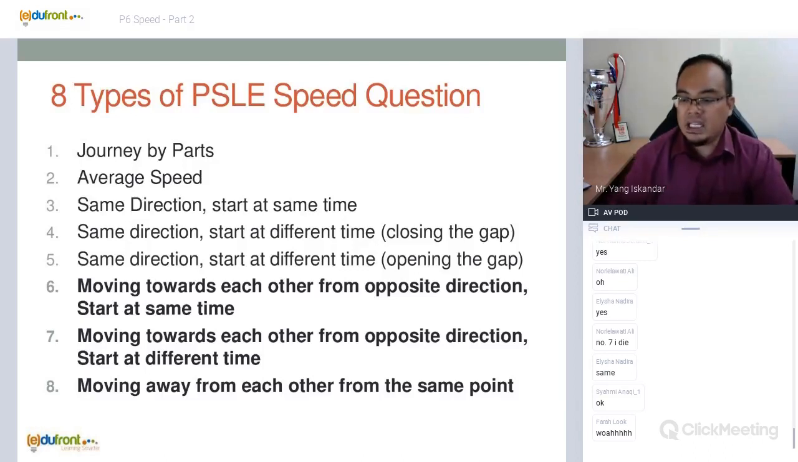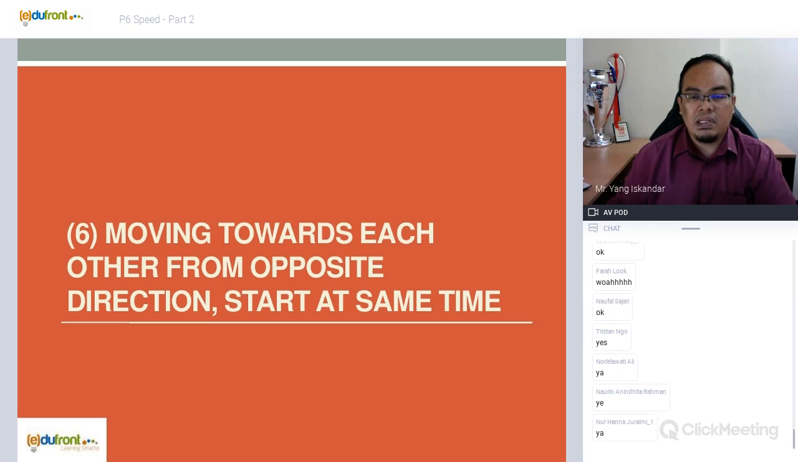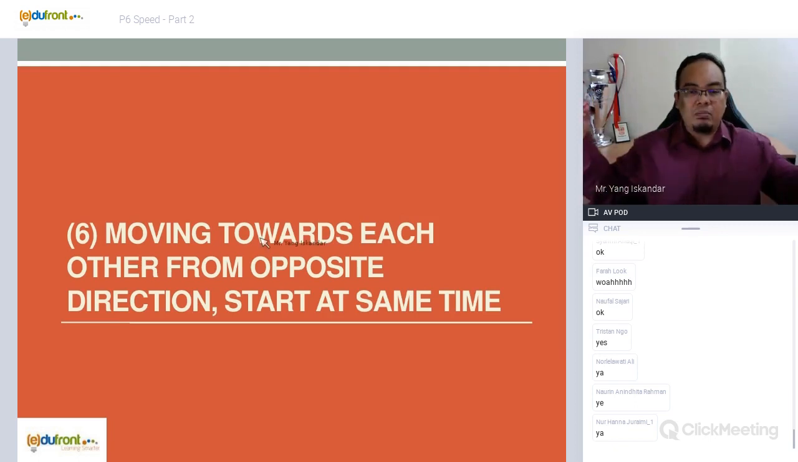Okay, all of you stand by your papers, writing materials and calculators. All okay? Let's take a look at the 6th type of speed question. In the last lesson, we did the first 5. So today we are going to start with the 6th type of speed question, which is moving towards each other from the opposite direction, starting at the same time.